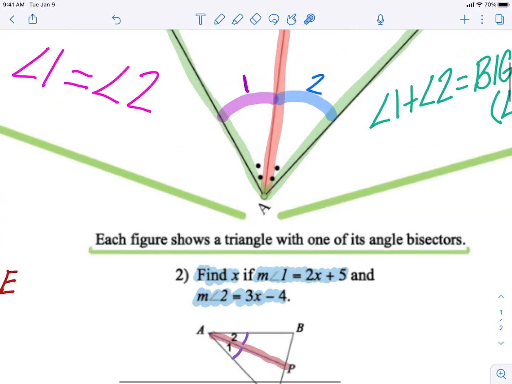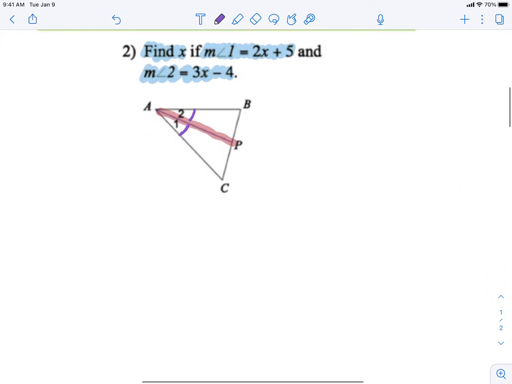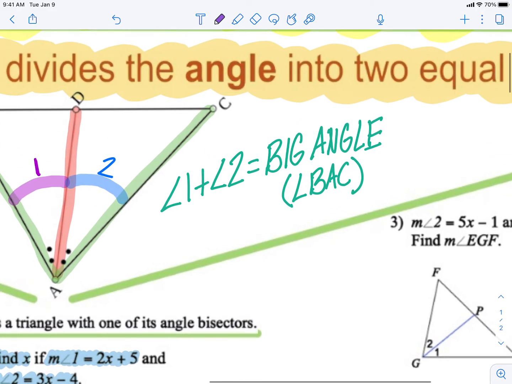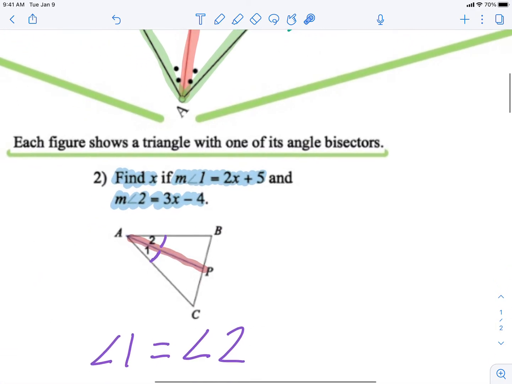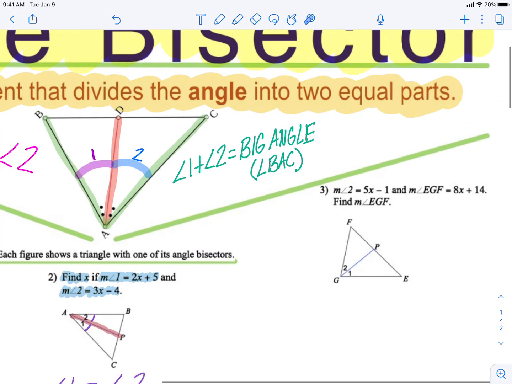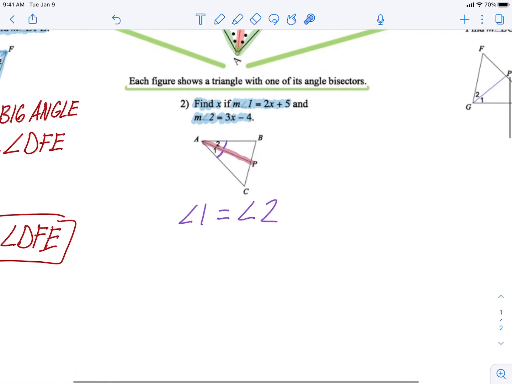And we know that from the notes, angle 1 is equal to angle 2. So let's write that down. Angle 1 is equal to angle 2. Now on this one, I'm not going to use the big angle. I'm not going to use this information right here because nowhere does it say find angle BAC, or it gives me the measurement of BAC. So we're not even going to use this right here. We're going to focus on that. Angle 1 is equal to angle 2.